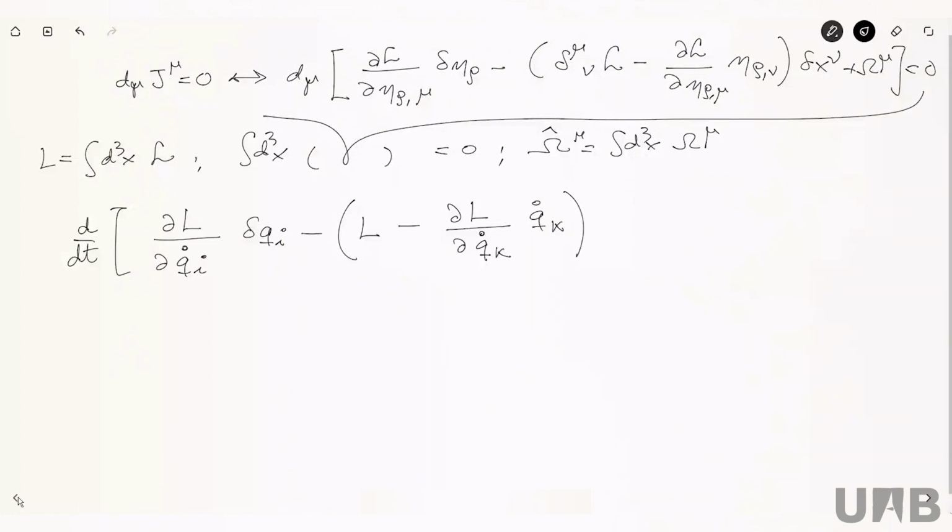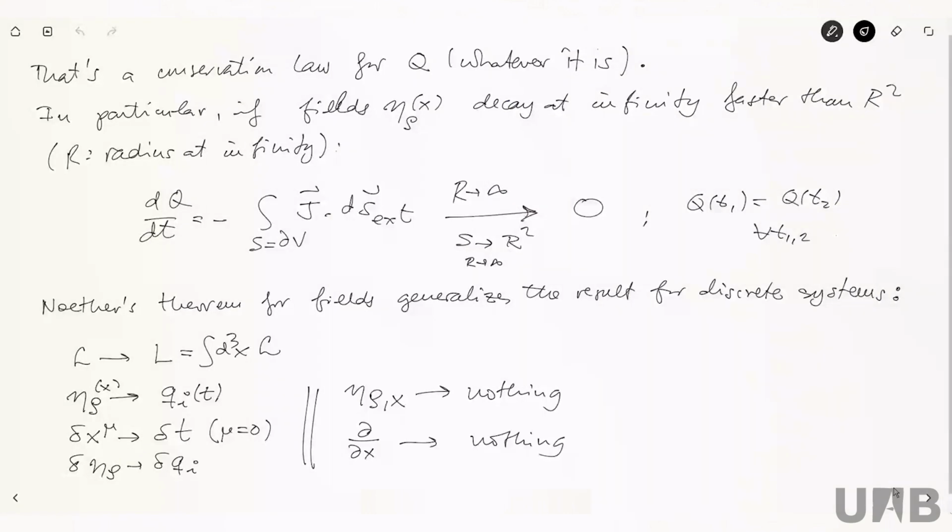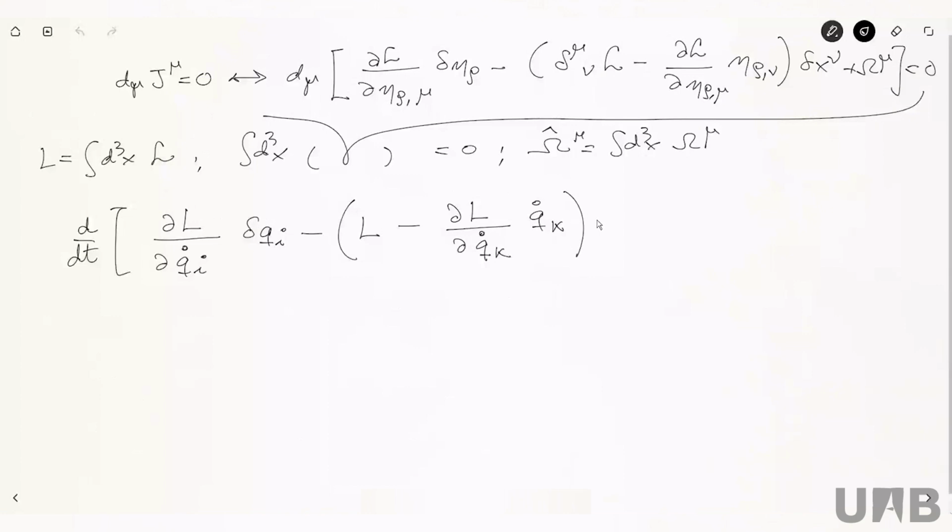Well, the variation of x, it's only the variation of time. There is no space variation. So that's variation of time plus this omega hat equals 0. And indeed, that's exactly Noether's theorem for discrete systems.